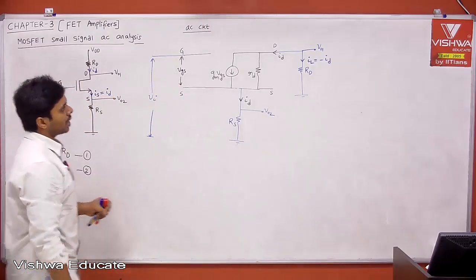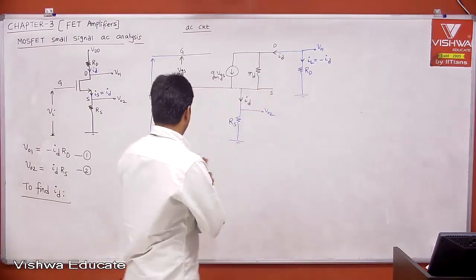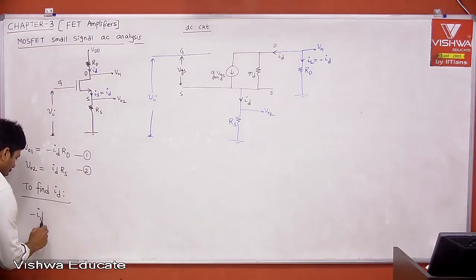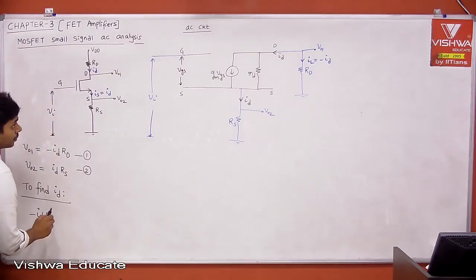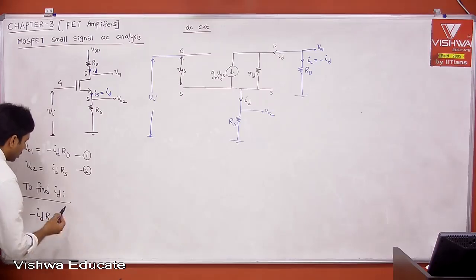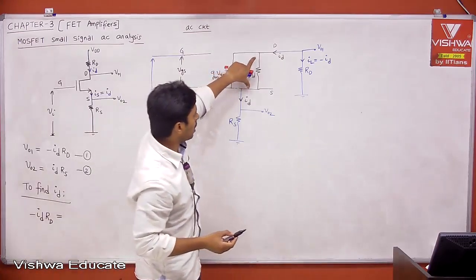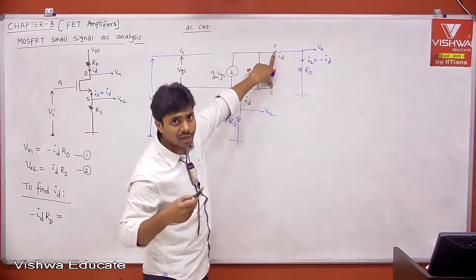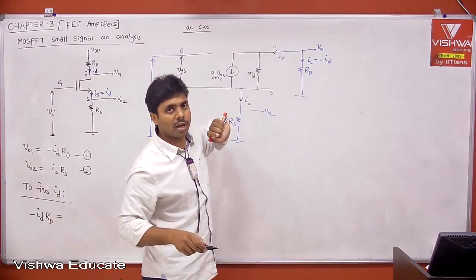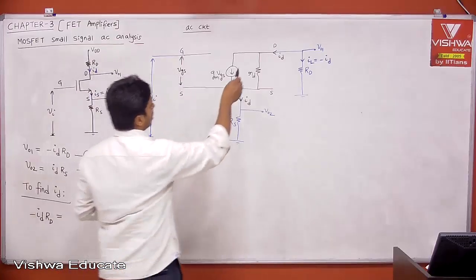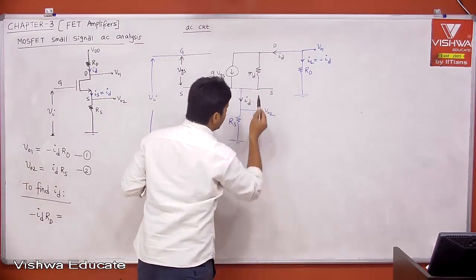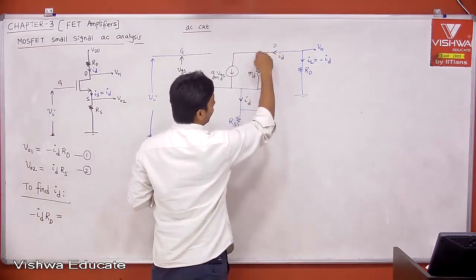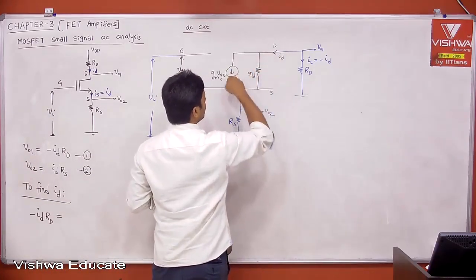Therefore, what is the drop across RD? The drop across RD is minus ID into RD. Okay. What is the drop across your RD, which is basically VDS? But don't write in terms of VDS. Try to write everything in terms of ID only. Now tell me, what is the drop across RD? Can I say ID into RD? No, because this current is not flowing through RD. This is nothing but this plus this.